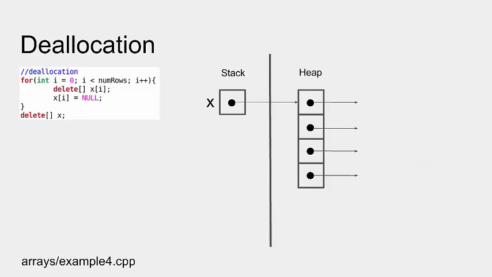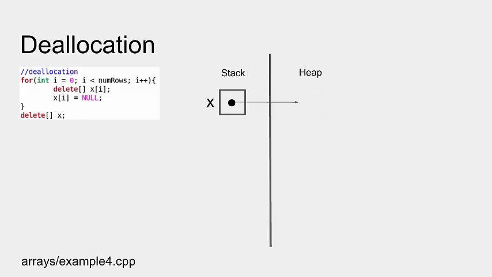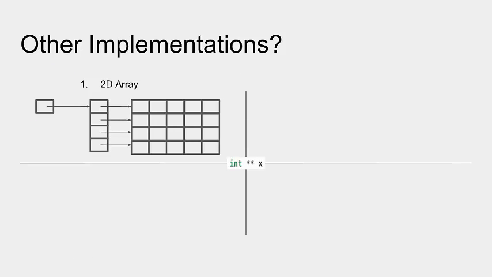We've freed up all of the little subarrays, so now all we're left with is a bunch of pointers that are pointing to values we no longer own, which means it is good form to free them up. Then what we have to do is delete what x points to, and notice in both cases we've used that bracket syntax, which means we're telling the compiler to not just delete the one item, but free up the entire array. So I've shown you one implementation of this int double pointer x, the 2D array.